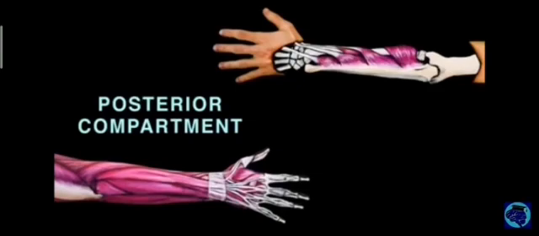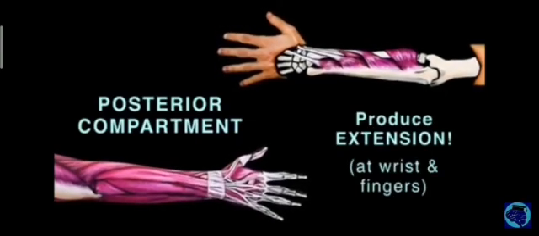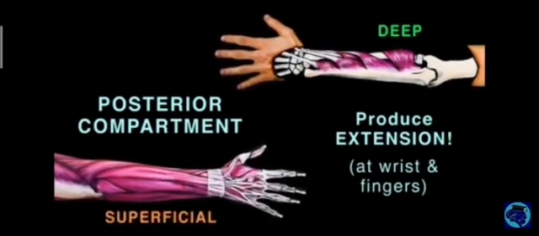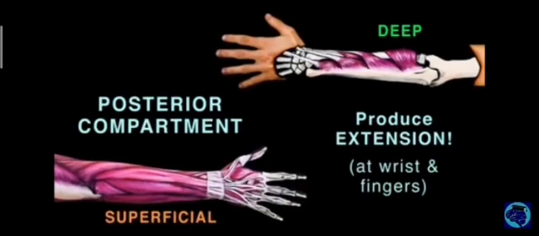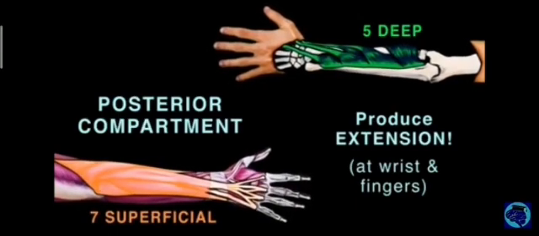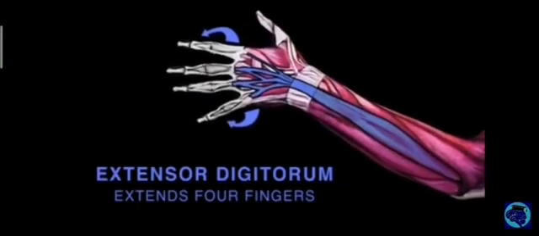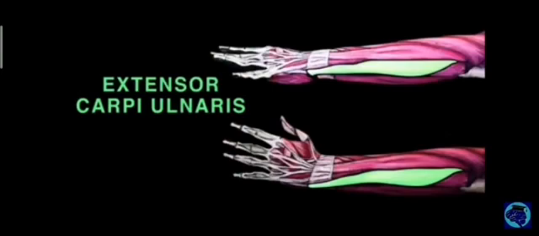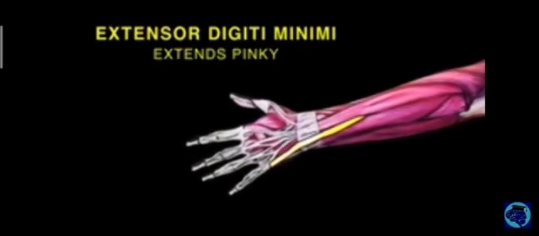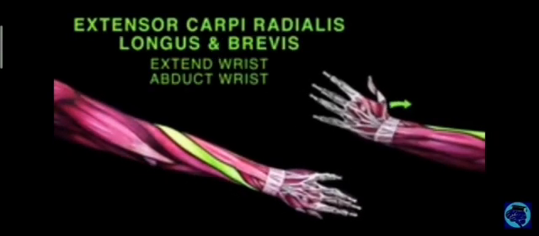profundus. Posterior compartment muscles produce extension at the wrist and fingers, and have 2 layers to mention: deep and superficial, separated by connective tissue. There are 7 superficial and 5 deep muscles too. The extensor digitorum is the main finger extensor. The extensor carpi ulnaris is a wrist adductor and extensor. The extensor digiti minimi extends the pinky and wrist. Extensor carpi radialis longus and brevis help move the wrist.